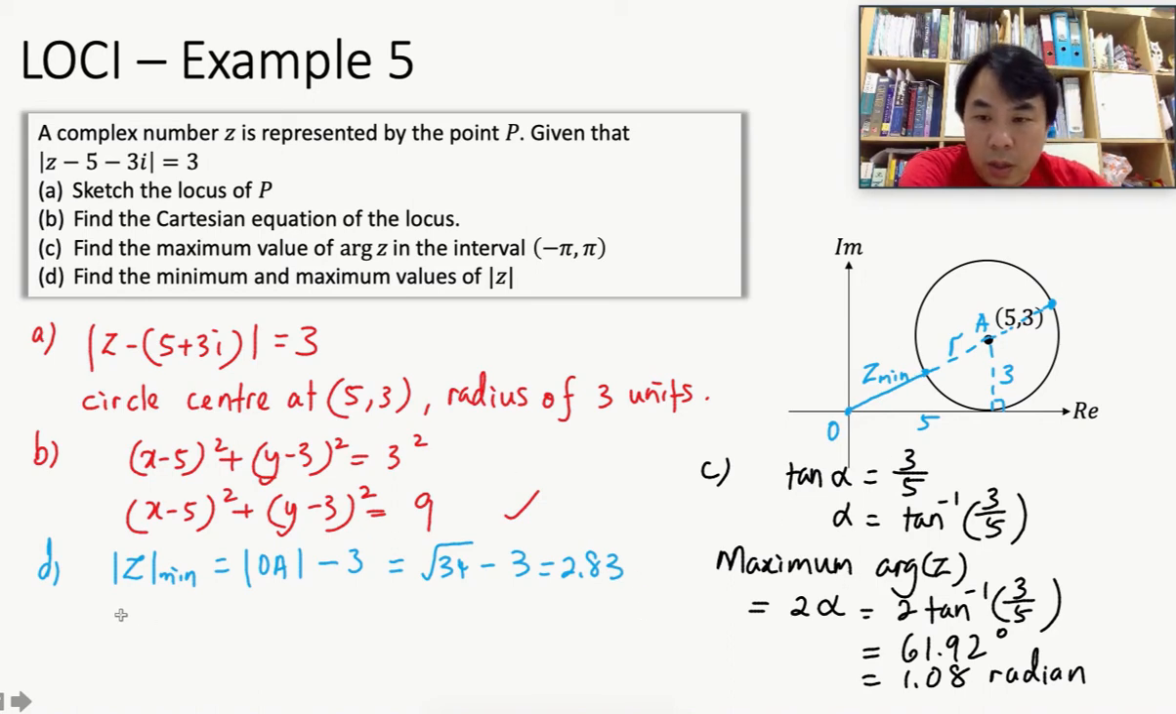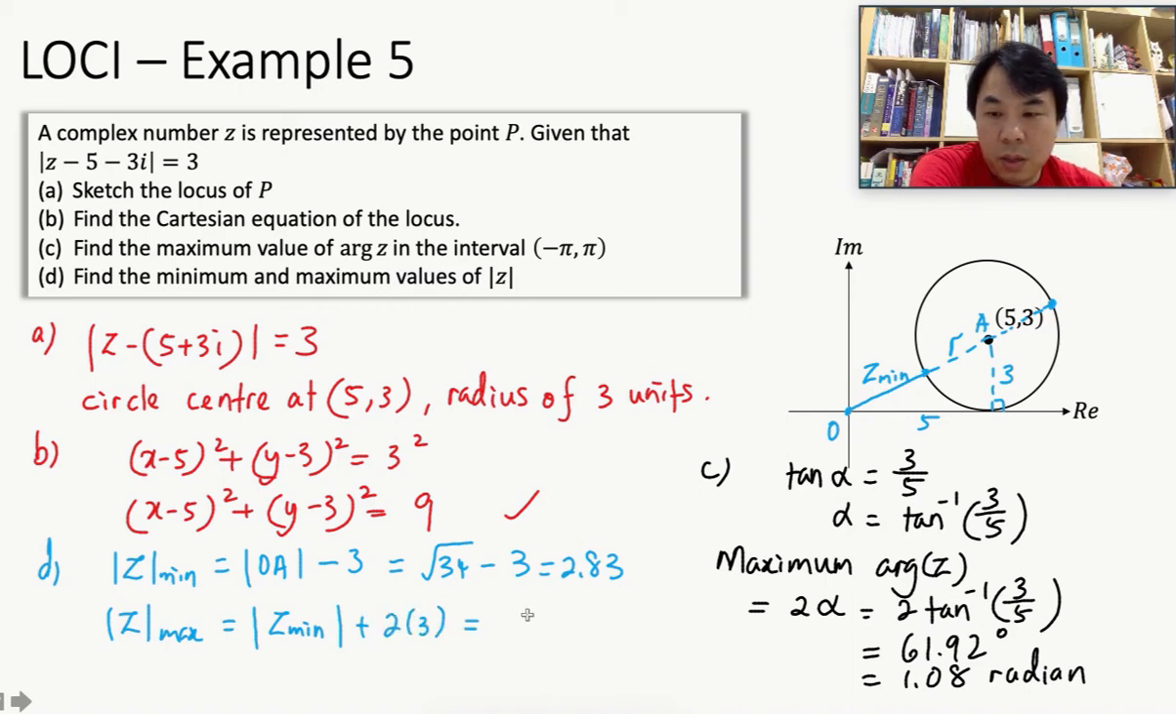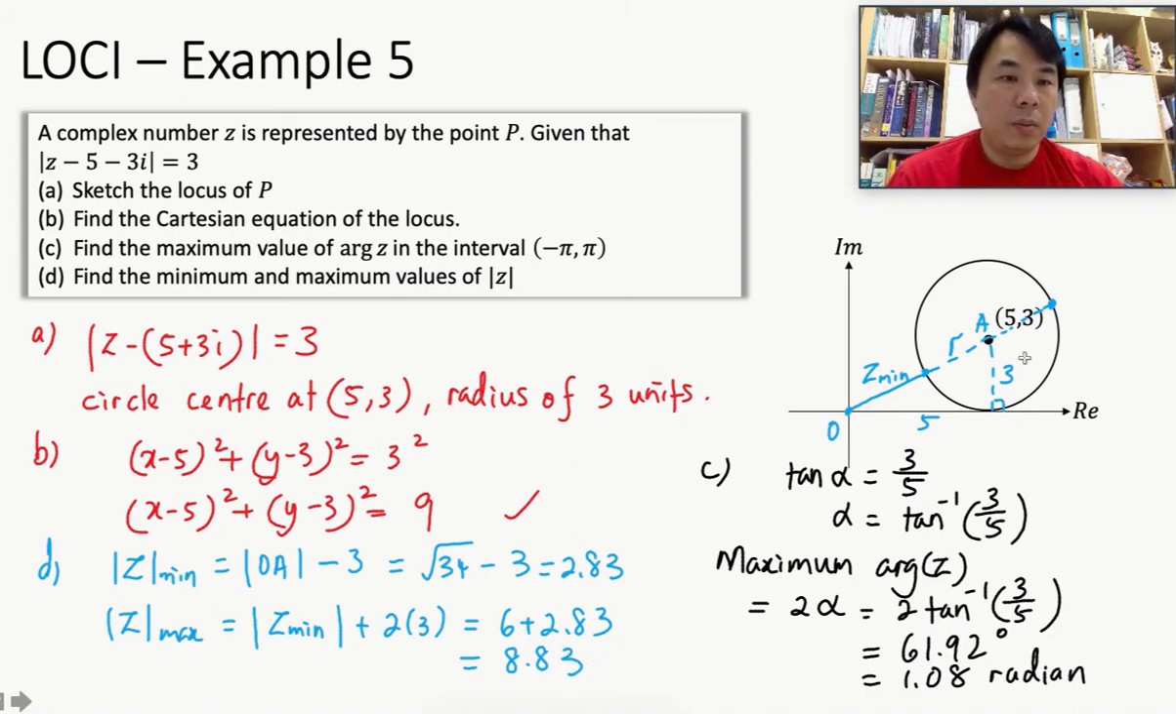Okay, and then the maximum. You can see that the maximum of this absolute value for z is basically the minimum for this plus twice the radius. Basically it is 2r here, and then that would be 6 plus 2.83, which will give you 8.83 units. So I hope that is clear. Always approach C and D geometrically. It will be much easier.